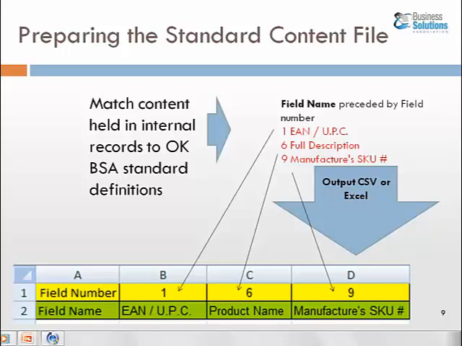The field name and field number become a column head in a CSV or Excel spreadsheet. The compliance file will be reviewed by OKBSA to check that the data in the file complies with the technical standards.